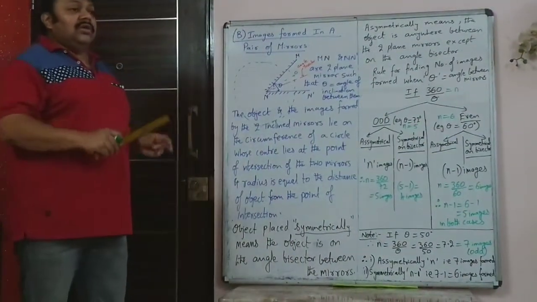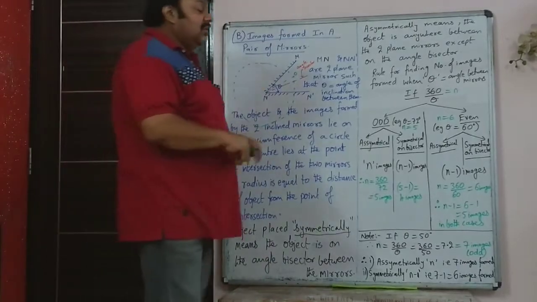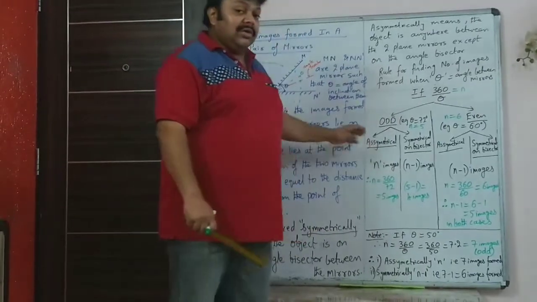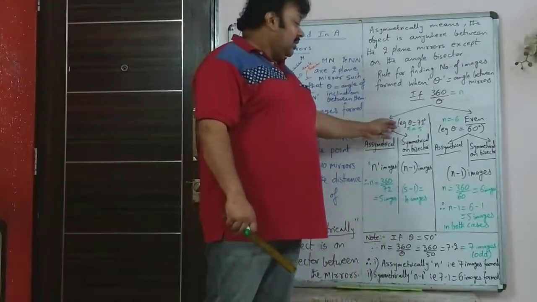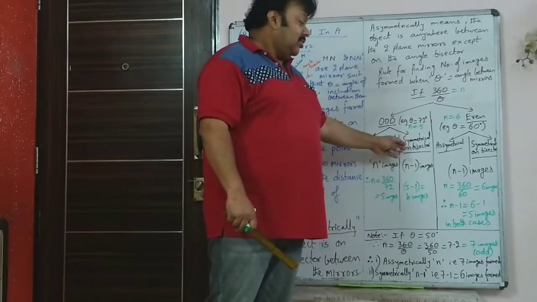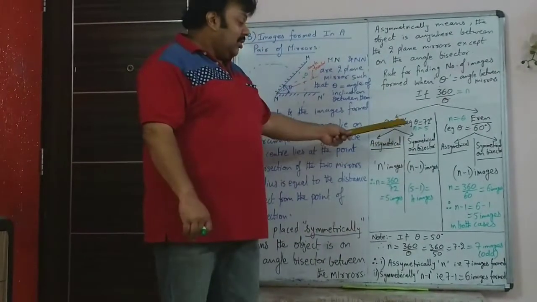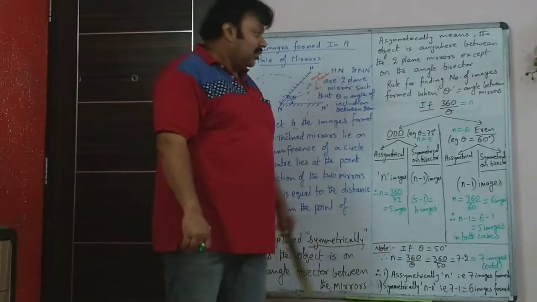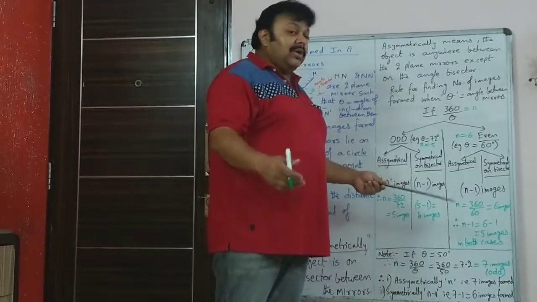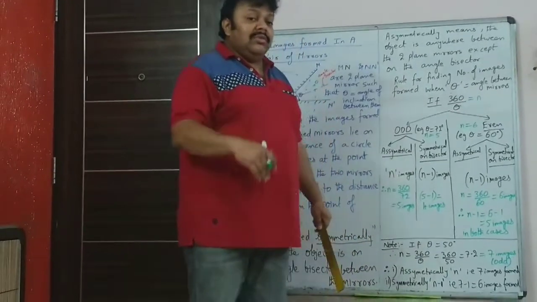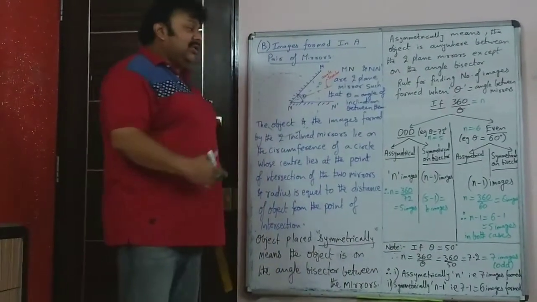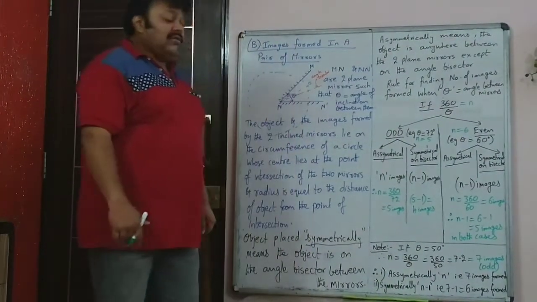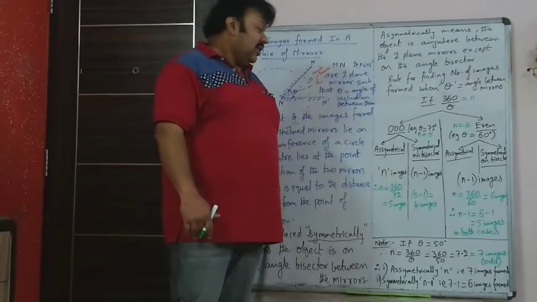So the first thing is to see whether n is an odd number or an even number. In odd number there are two cases. If it is asymmetrical, it will remain n, and if the object is symmetrically placed, then the number of images will be 1 less. So 5 minus 1, 4 images would be formed. If it is even, then there is no problem. In both symmetrical as well as asymmetrical placement of the object, the number of images formed will be n minus 1, that is 6 minus 1 or 5 images.